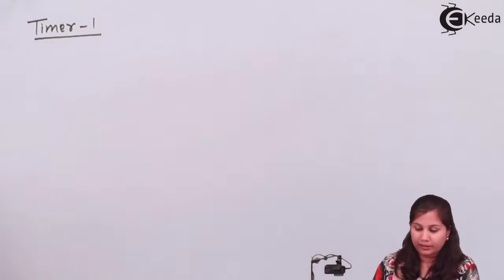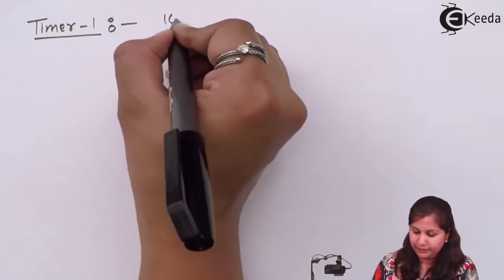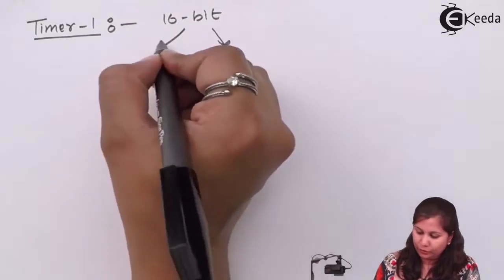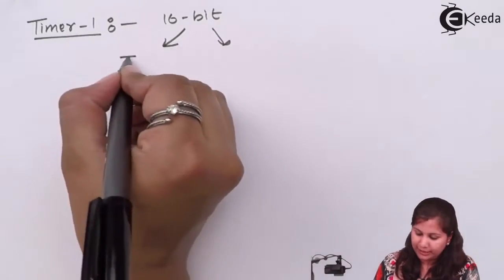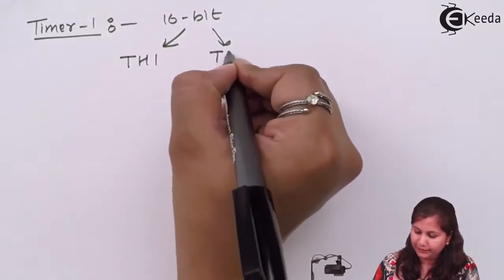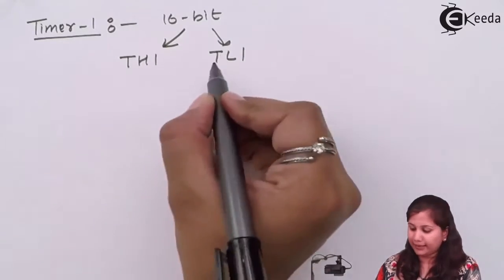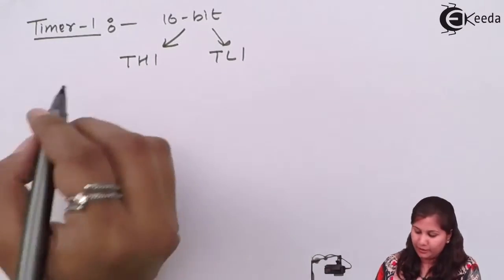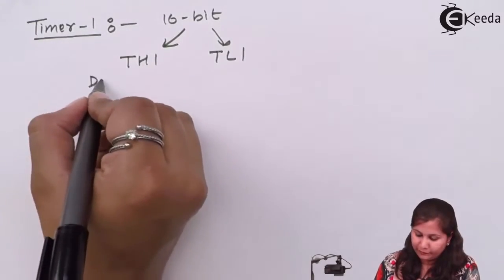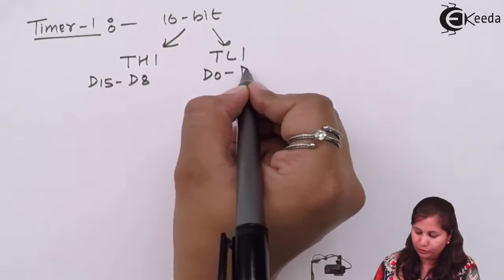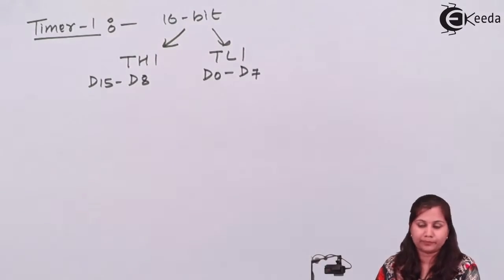Similarly, timer 1 is also 16-bit, and it can act as two 8-bit registers, that is TH1 and TL1. Timer 1 higher byte and timer 1 lower byte. So this is from D15 to D8 and this is from D0 to D7.